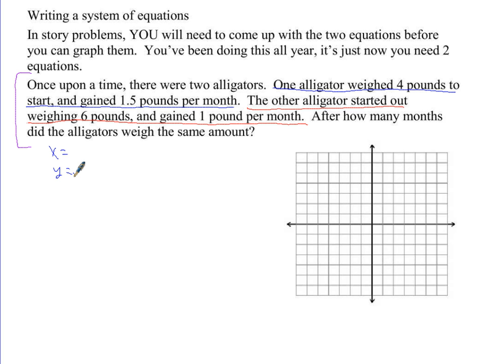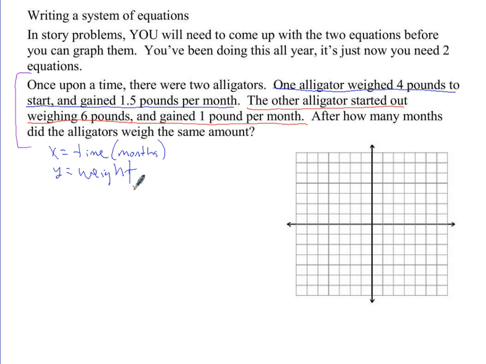What are the things that are changing in this problem? The weight and time. So which one is the independent variable? Which one should be my X? Time. X equals time, months. So the number of months that have gone by. And so therefore Y must be what? The weight.